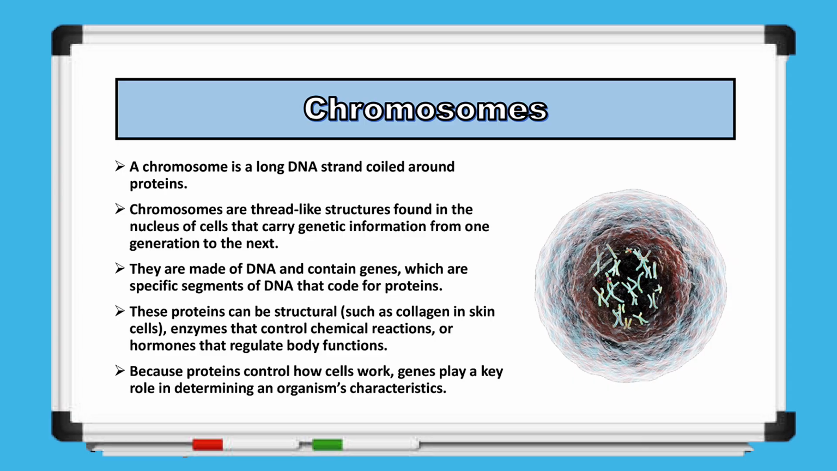Chromosomes are made of DNA and contain genes. Genes are specific sections of DNA that carry instructions for making proteins. These proteins can have different roles in the body. Some proteins form structures in the body, such as collagen found in skin cells. Others act as enzymes that control chemical reactions inside cells, while some function as hormones that help regulate different processes in the body. Since proteins control how cells function and perform their activities, genes play a very important role in determining the characteristics and features of a living organism.